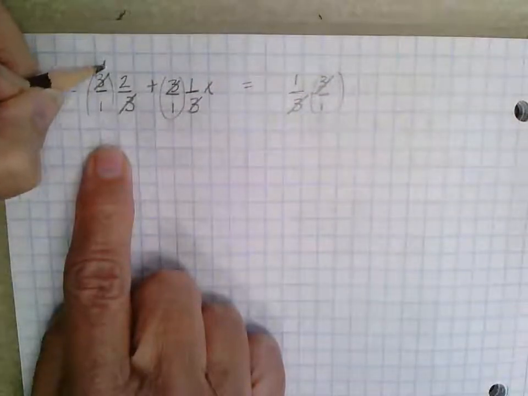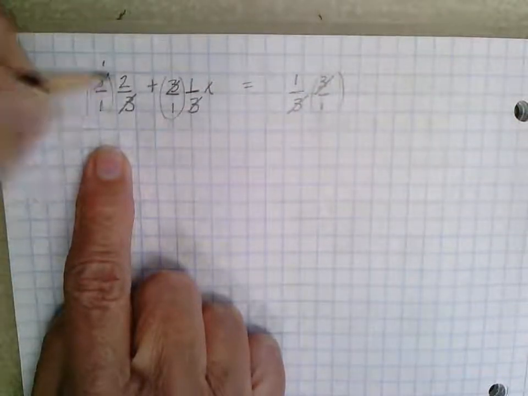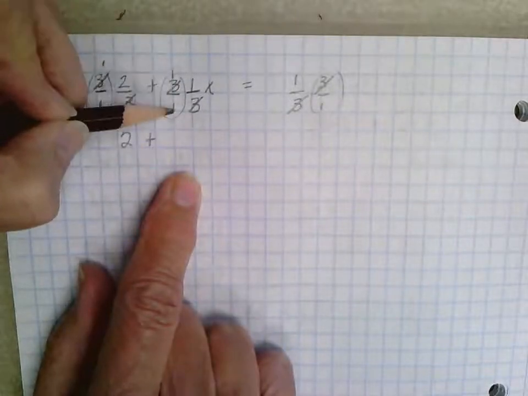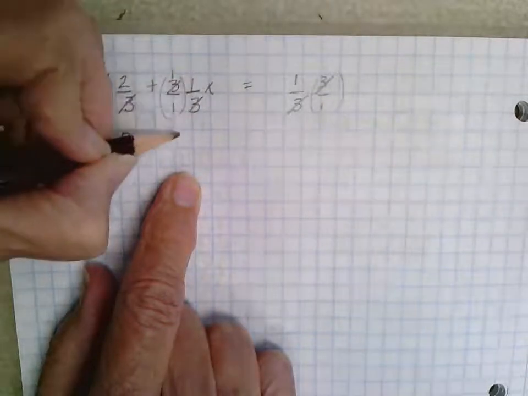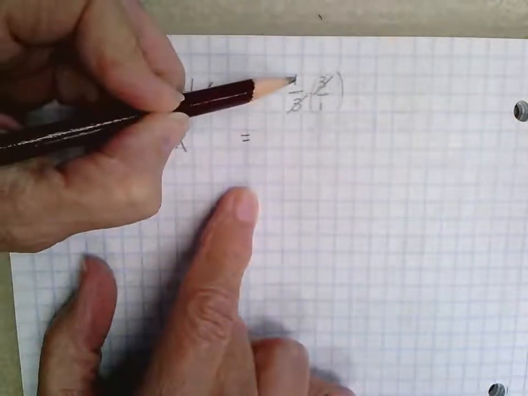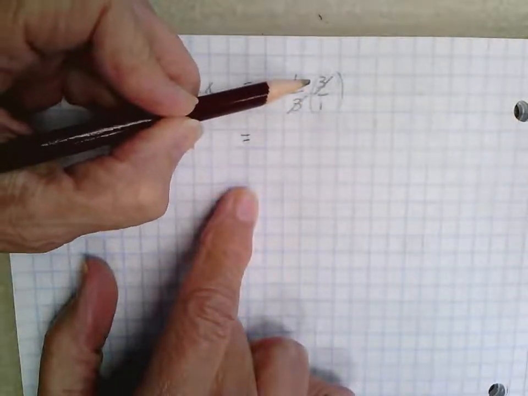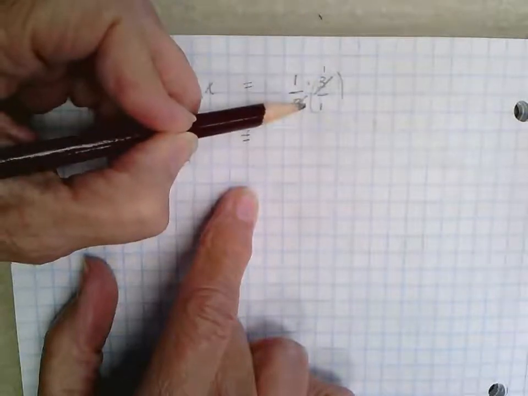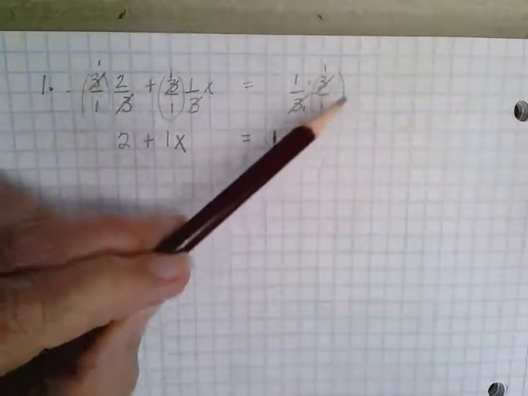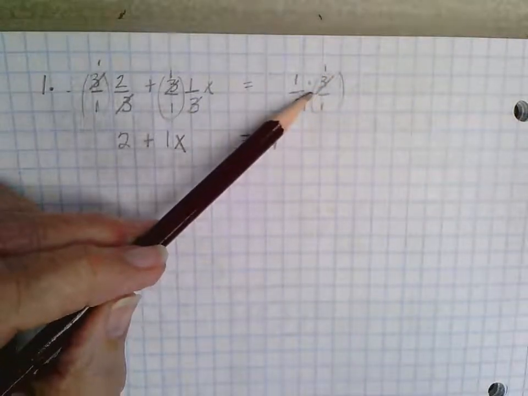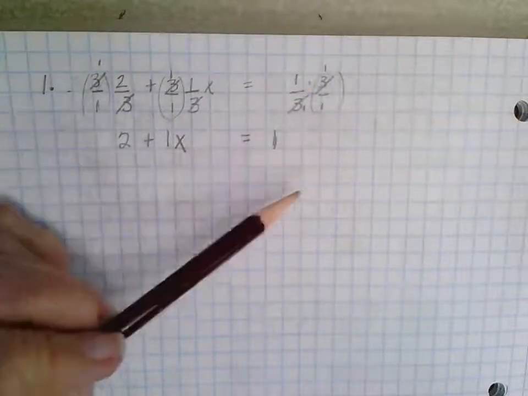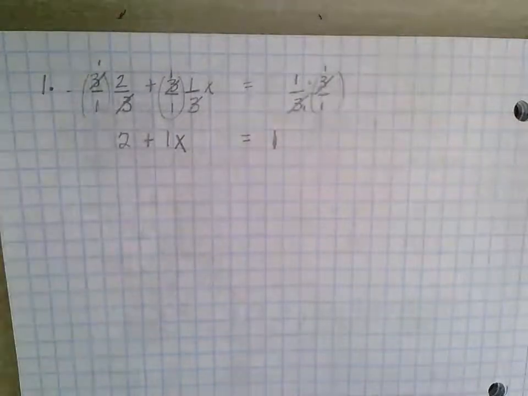And I'm left with 1 times 2, which is 2, and 1 times 1x, which is 1x, or just x, and this is equal to 1 times 1, and that is equal to 1. Some kids will think that this is just 0 at this point, but remember, we're not adding, we are multiplying. 1 times 1, 1 over 1 is equal to 1.